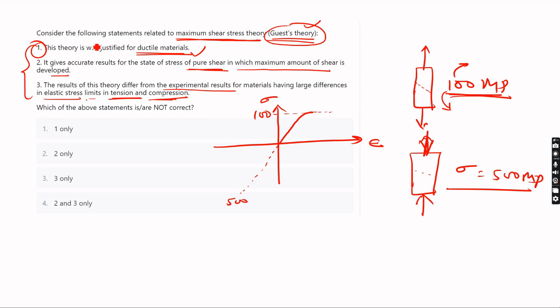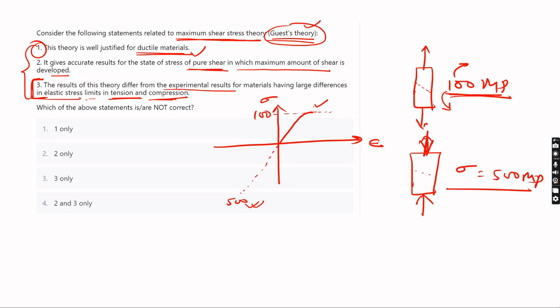So what they are saying is that this theory differs from the experimental result for such a material. Then what will happen? The result will differ. In tension the shear stress theory will give one result, and in compression it will give another, when there is a large gap. I just want to explain this statement, to dig into it a little. Right now I am making a statement without any reasoning.